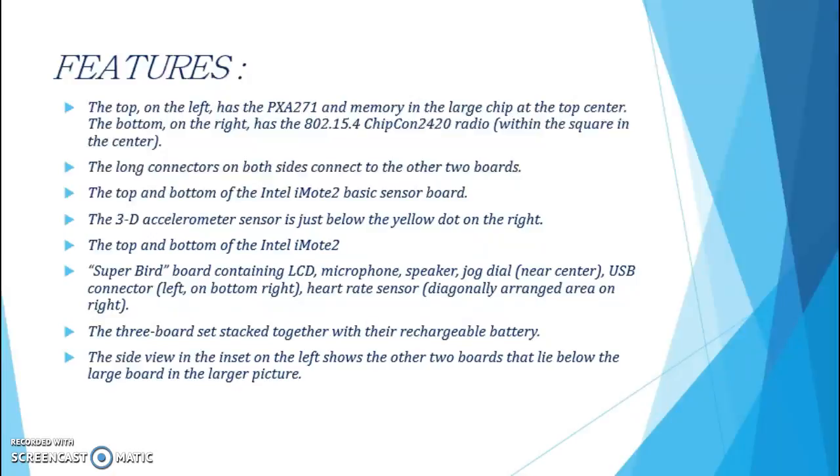The top and bottom of the iMote 2 super board containing LCD, microphone, speaker, joy dial, USB connector and a heart rate sensor. The three boards sit attached together with their rechargeable battery. The side view inside the left shoe. The other two boards and this below, larger board in larger pictures.